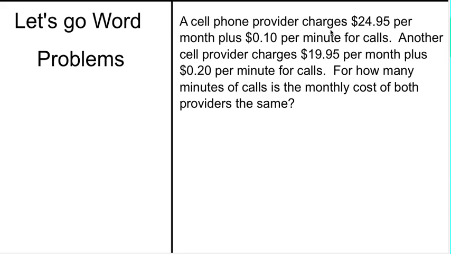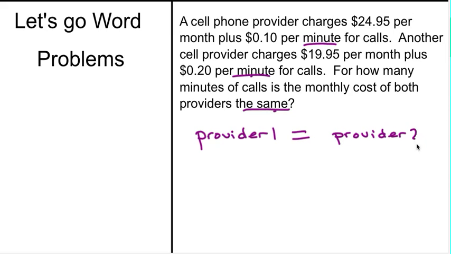A cell phone provider charges $24.95 per month plus 10 cents per minute for calls. Another cell phone provider charges $19.95 per month plus 20 cents per minute for calls. How many minutes of calls, because I'm solving for minutes, is the monthly cost of both providers the same? So how many minutes will the cost be the same? If they're the same, they have to equal each other. So I will have calls for provider 1, they have a certain plan, and provider number 2 has a second plan. I want the 2 plans to equal each other.